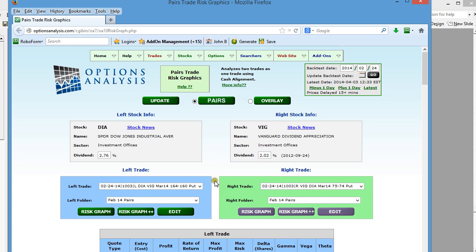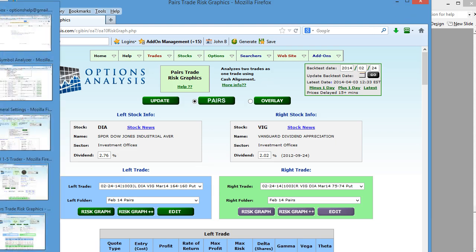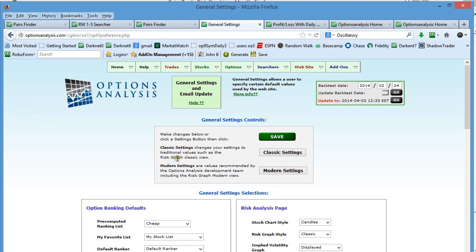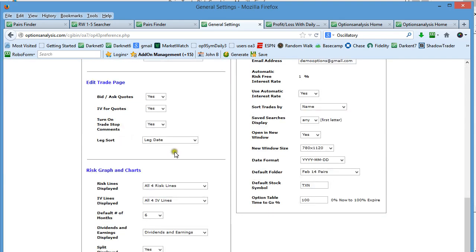If you've made February 14 pairs your default folder, then when you log in, February 14 pairs will be the folder that gets selected. To make any particular folder your default folder, go to Help, Settings, General Settings, and you'll land on this page that I'm showing here. Page down to the right, and under Default Folder, select the one that you would like to be the one that loads whenever you log in. And that will be the one that shows up.